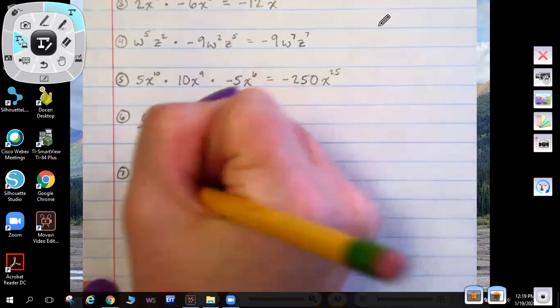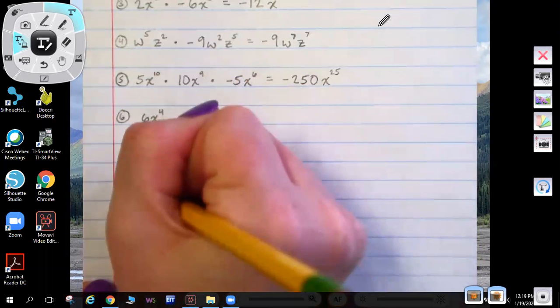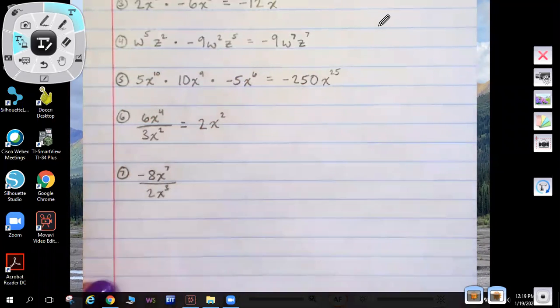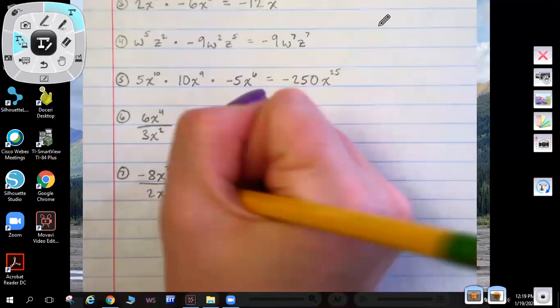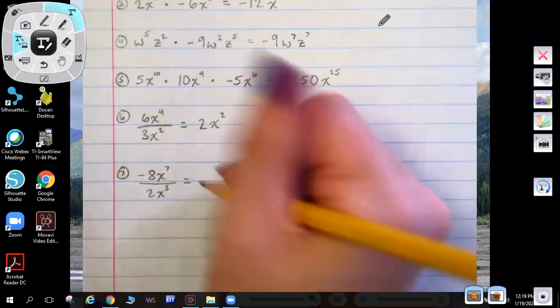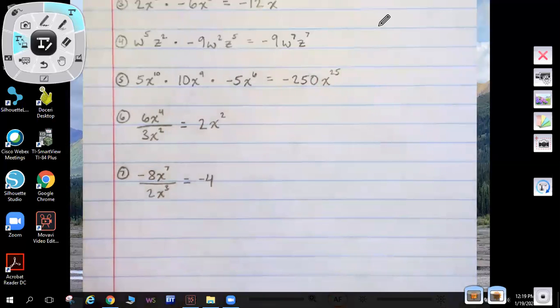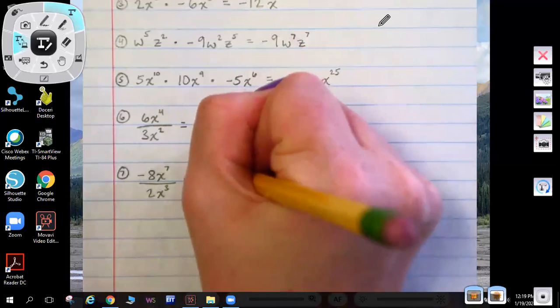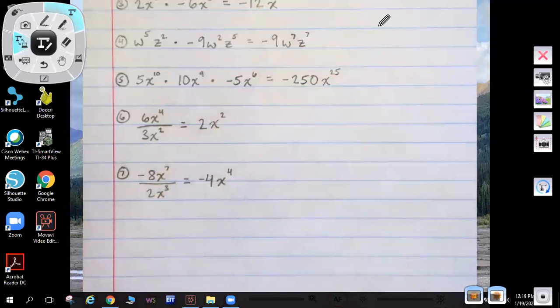Negative 8x to the 7th divided by 2x cubed. Negative 8 divided by 2 is negative 4. And x to the 7th divided by x cubed. The base stays the same, and we subtract exponents. 7 minus 3 is 4. We get x to the 4th.